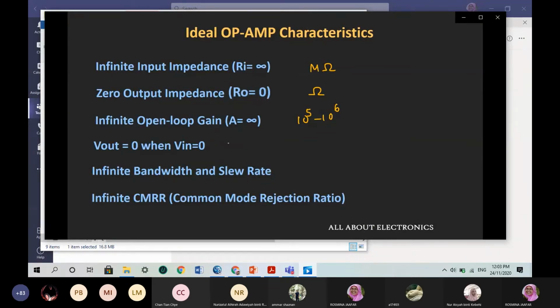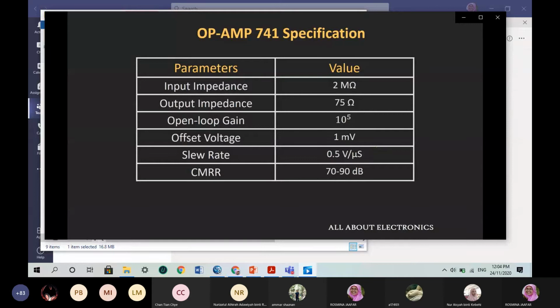Generally used to be in the range of few millivolts. That is known as the offset voltage, and we will talk more about it in a separate video. So here is the list of different parameters and the values of different parameters for the general purpose 741 op-amp IC.